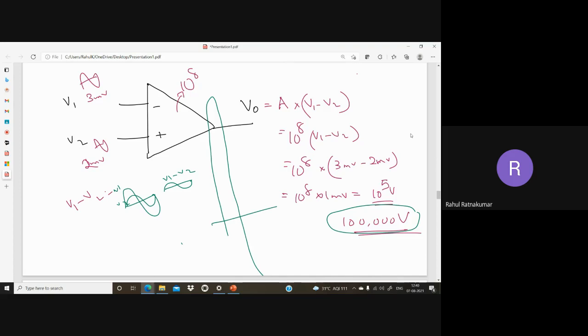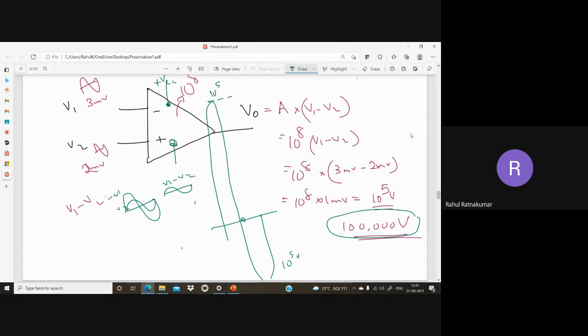We cannot draw it here. This is like 10 raised to 5 in the positive direction and 10 raised to 5 in the negative direction. So this is my output, right? That means this much, 10,000 volt, is the output amplitude. But it is not feasible to see, because whatever voltage I show in the output cannot be greater than my VCC. That means plus VCC I apply to the op-amp, and minus VCC I apply to the op-amp. So plus or minus VCC is the maximum voltage that I can see in the output.